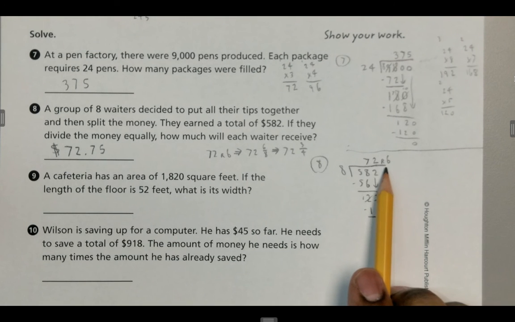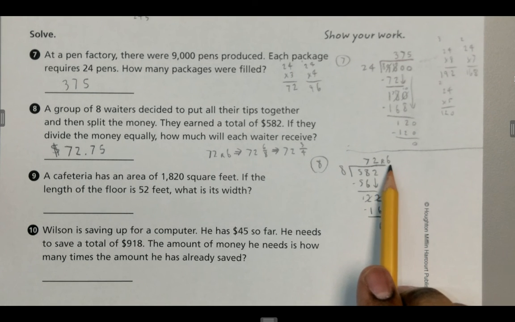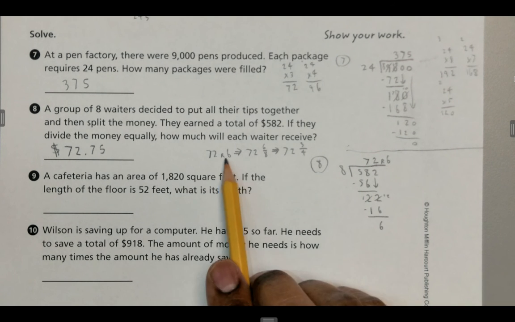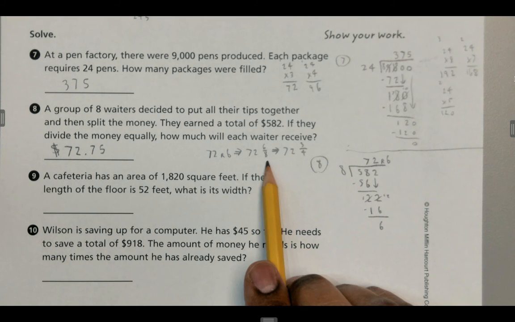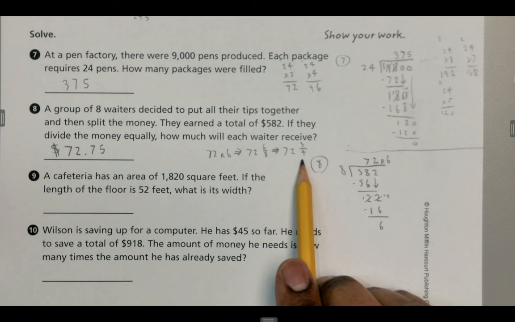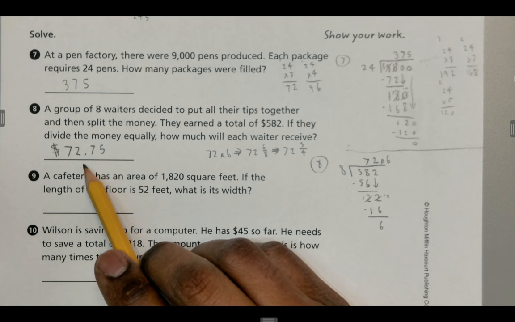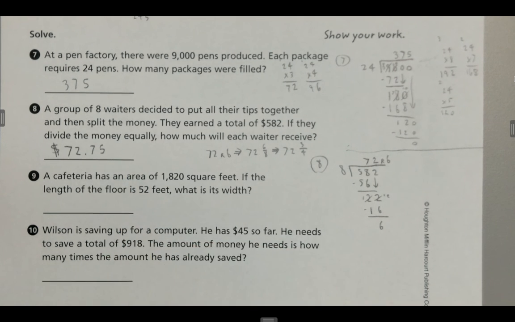Well, I can always express the remainder in a division problem as the number itself on top as the numerator and the divisor as my denominator. So 72 remainder 6 in this case is 72 and 6/8, which can be reduced to 72 and 3/4, which can be shown as a decimal as $72.75, or if we were to use math talk, 72 and 75/100. There you go. Here's another way you could do this problem.